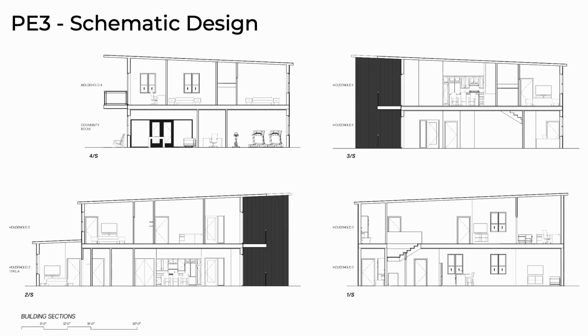The building sections help emphasize the angled roof. The angled roof allows for water runoff to be collected at the rear and reused on site or in the buildings. These sections also show the relationship of the units to each other and how they're stacking.